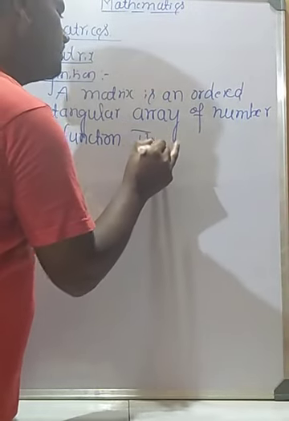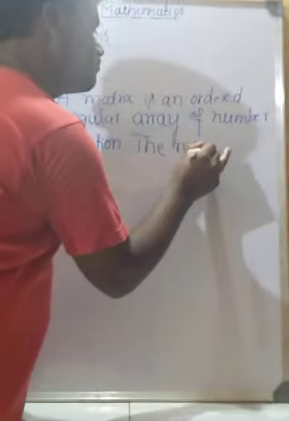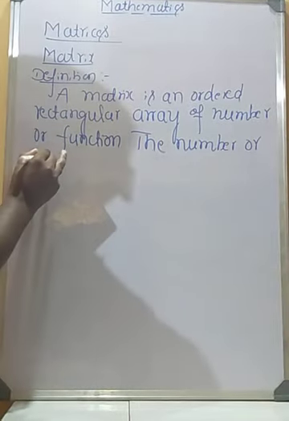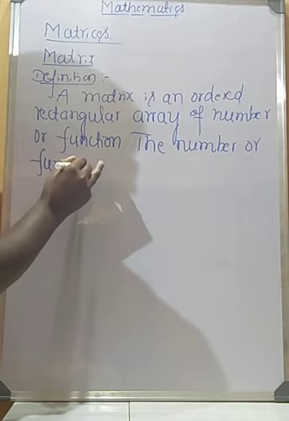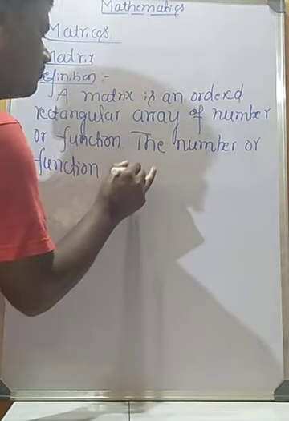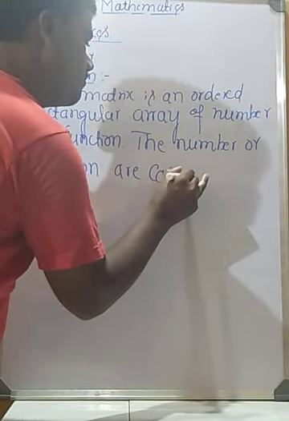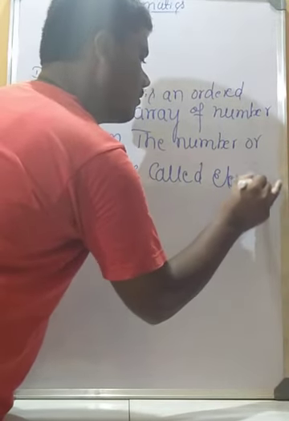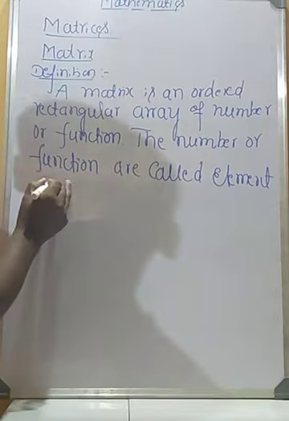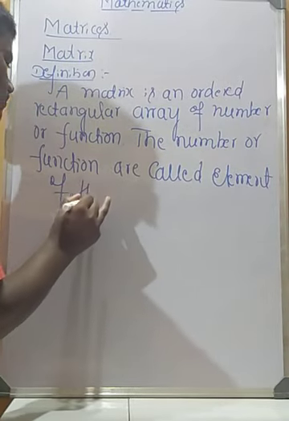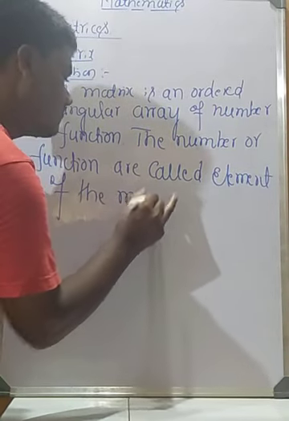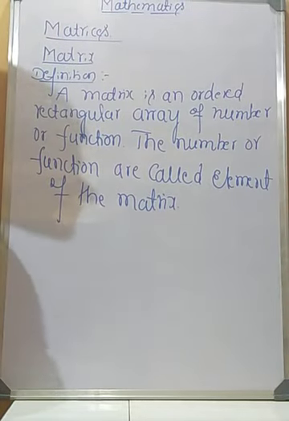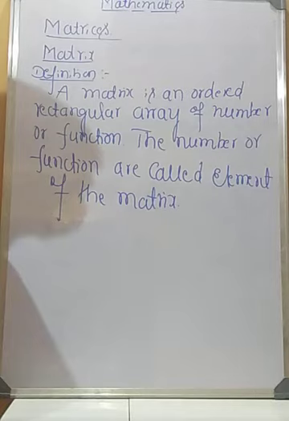The numbers or functions are called elements of the matrix or the entries of the matrix.